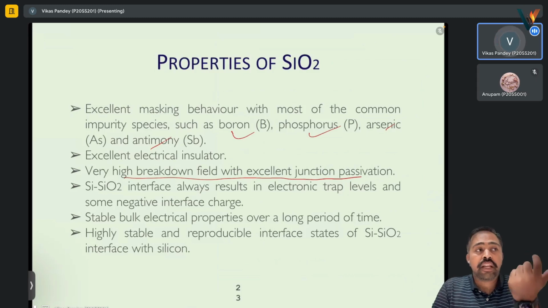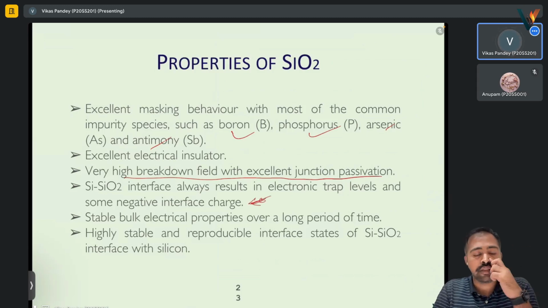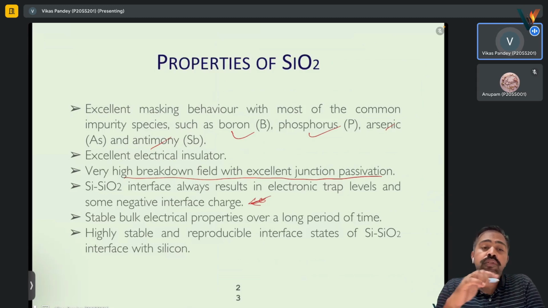The Si-SiO2 interface always results in some electronic trap levels and some negative interface charges. So this is one problem, and we saw how to resolve this in the lecture. SiO2 is very stable over a long period of time. It is not that today it has good insulating properties, and after, say, 1 year or 1.5 years, it becomes a bit conductive. It has very stable properties over a period of time.